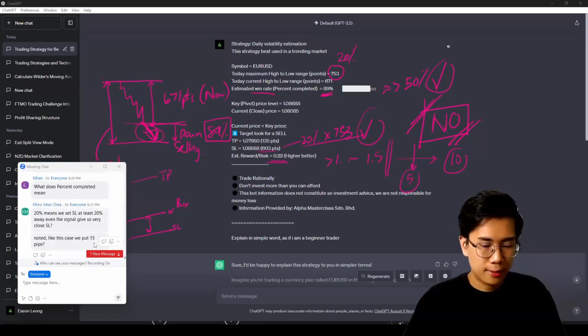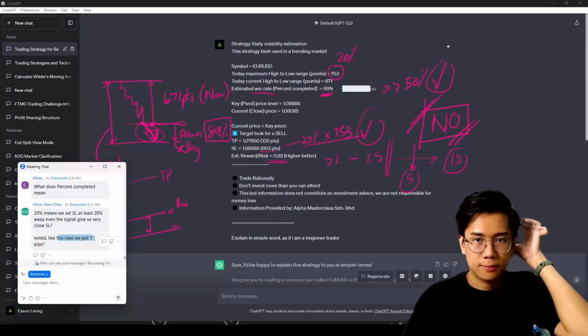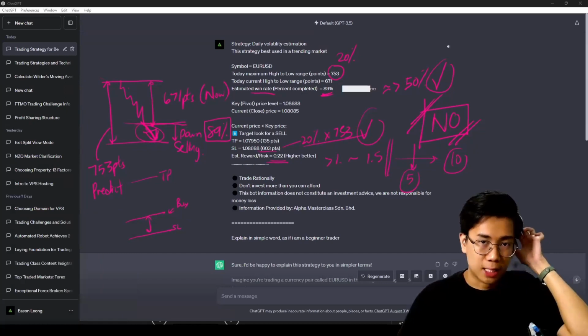Okay, so far so good. Like in this case, we put 50 pips. You may make a bit of adjustment.